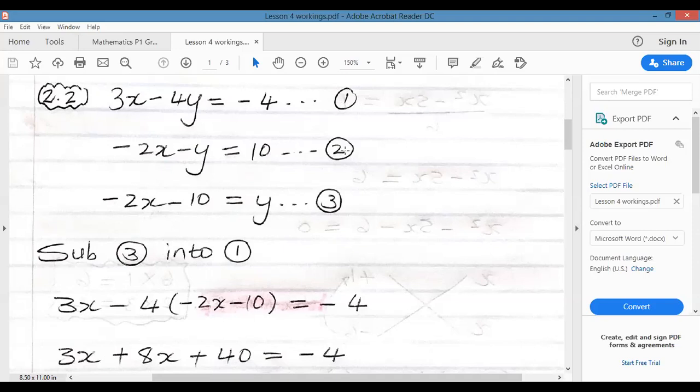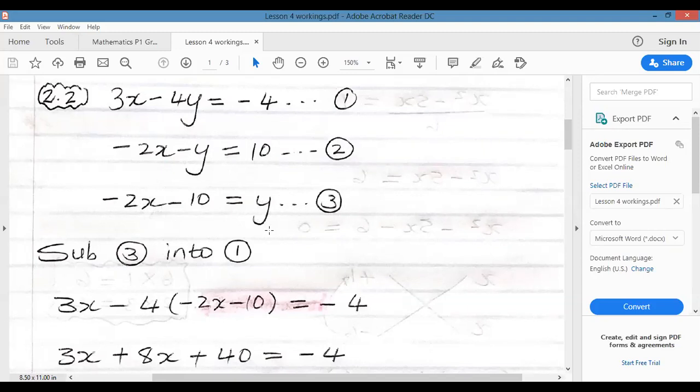Then now, for equation 3, you must make an unknown the subject of the formula. So we are developing a new equation, which is equation 3, from equation 2. Basically, when you transpose y to the other side, it will be positive y. When you take 10 to the other side, it will be negative 10. So equation 3 will be negative 2x minus 10 is equal to y. So this is your equation 3.